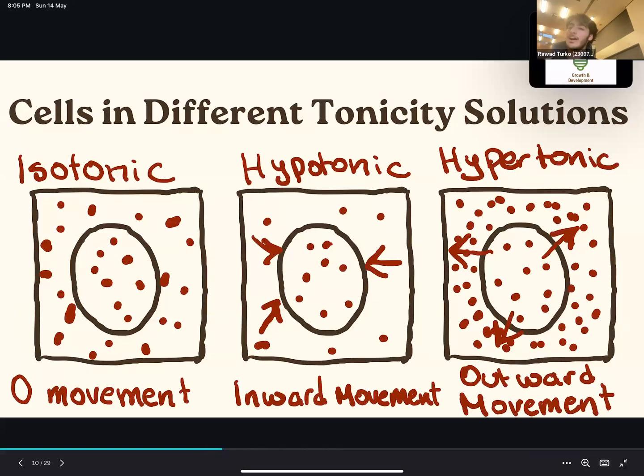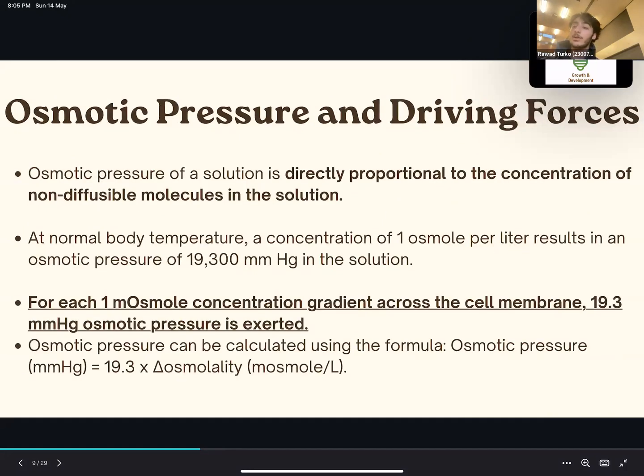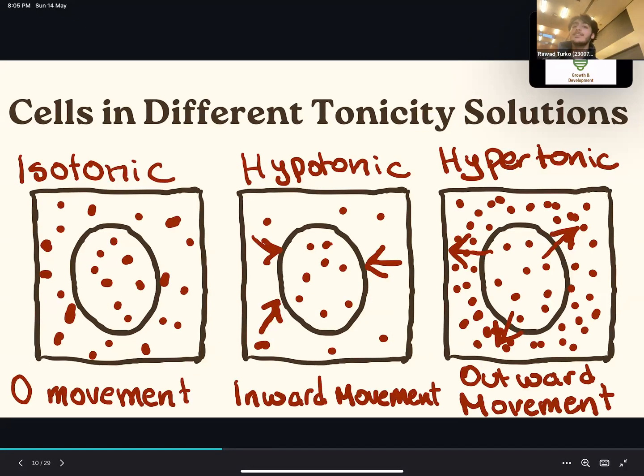Now, let's go over a summary of what I talked about, because I get that it could be a lot. We have 3 different cells, each in 3 different solutions of 3 different tonicities. The first solution is an isotonic solution. Because osmotic pressure is equal to 19.3 times delta osmolality, and in the first solution we have no difference in osmolality, the osmotic pressure will be 0. Thus we would have no net movement either in or out of the cell.